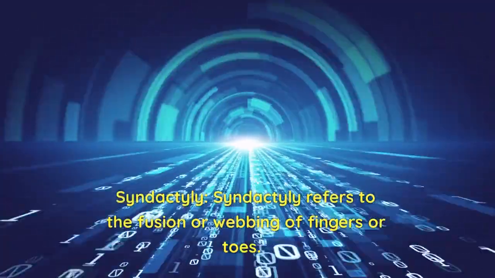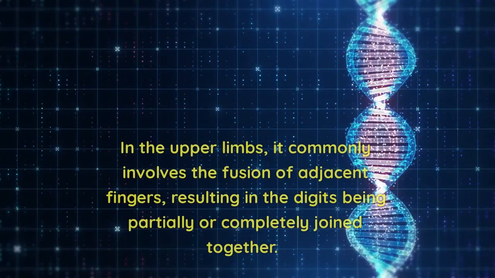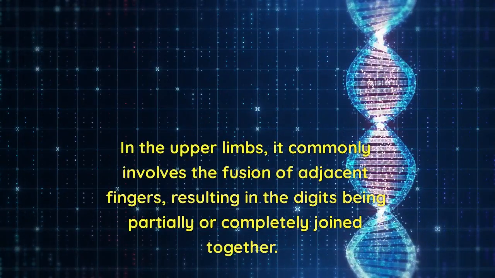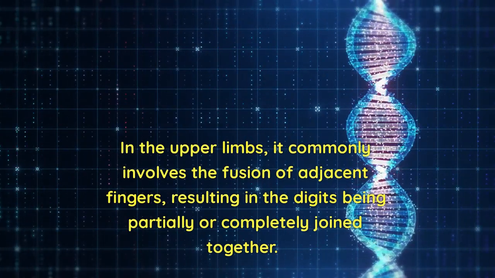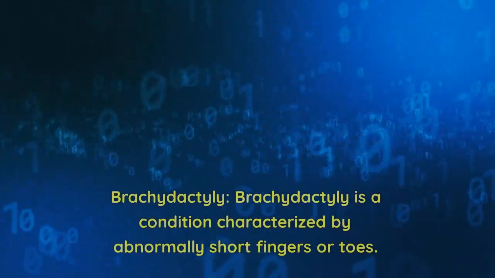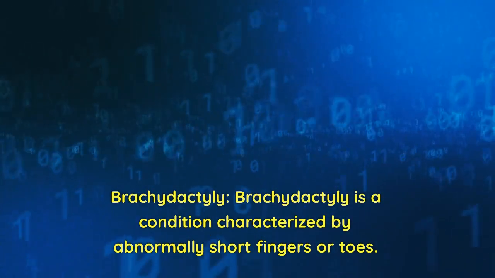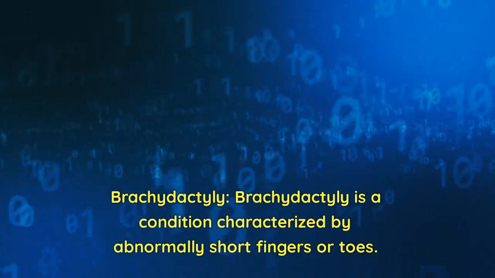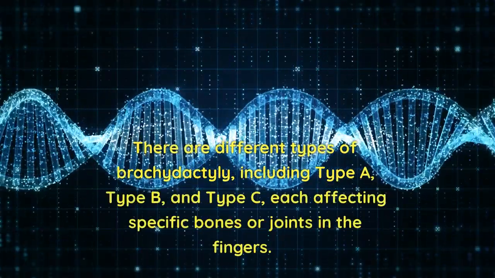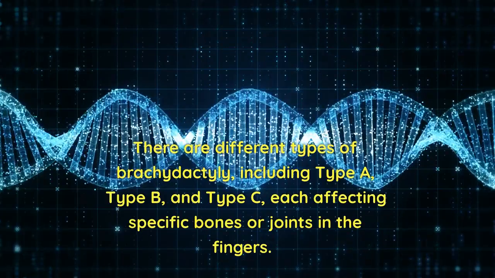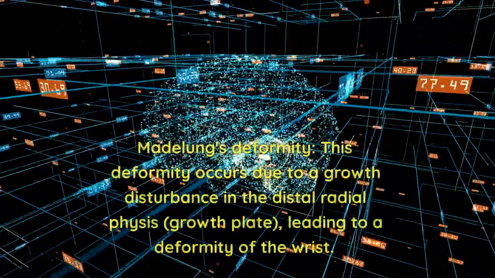Syndactyly. Syndactyly refers to the fusion or webbing of fingers or toes. In the upper limbs, it commonly involves the fusion of adjacent fingers, resulting in the digits being partially or completely joined together. Brachydactyly. Brachydactyly is a condition characterized by abnormally short fingers or toes. There are different types of brachydactyly, including type A, type B, and type C, each affecting specific bones or joints in the fingers.